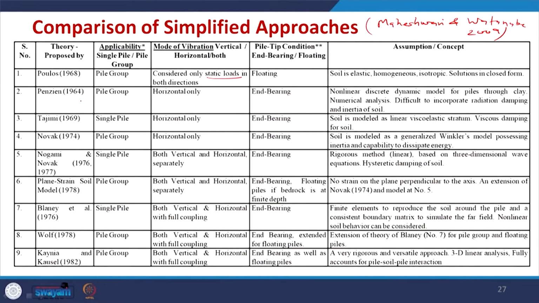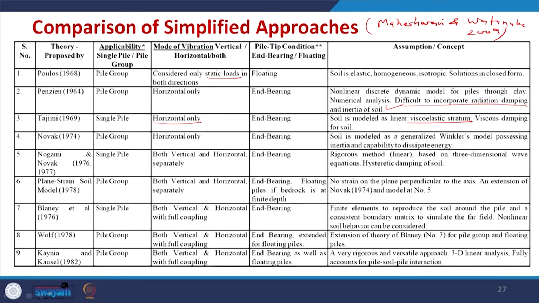Then Penzien in 1964 was for horizontal vibration only, for pile groups, and end bearing piles were considered. However, lumped mass models were used, making it difficult to incorporate radiation damping and inertia of soil. That is why this theory, even though developed in 1964, was not in an acceptable form. Then Tajimi in 1969 was the first work on pile dynamics, but on the horizontal mode of vibration, considering a viscoelastic stratum, which we have already discussed in detail.